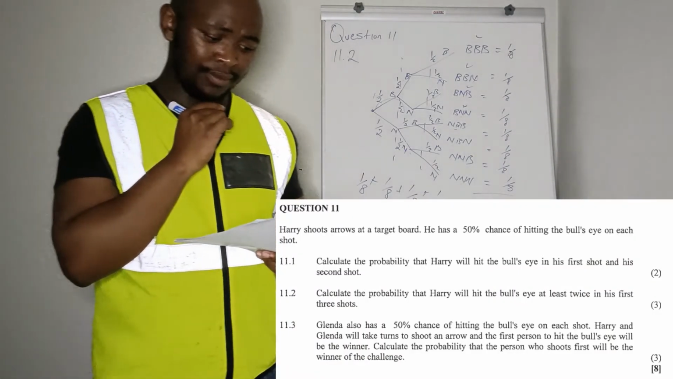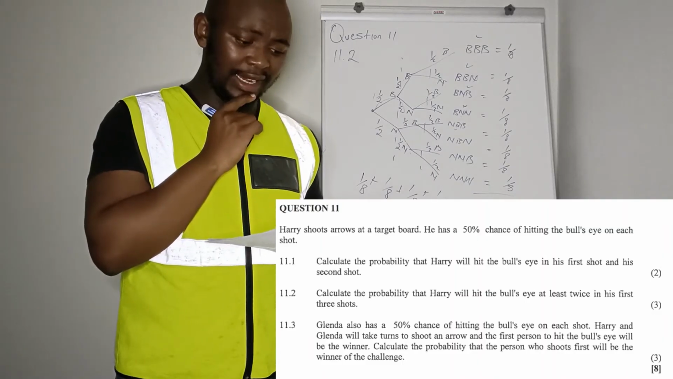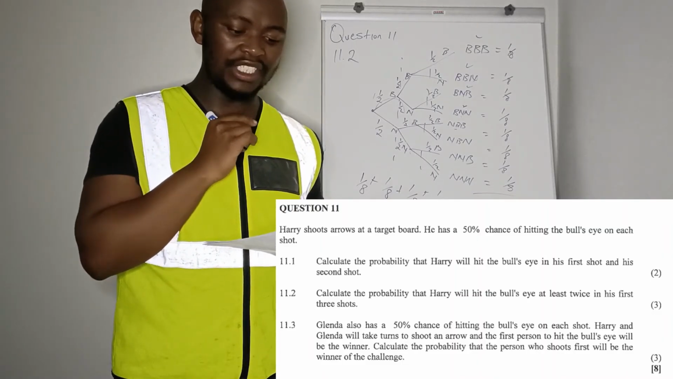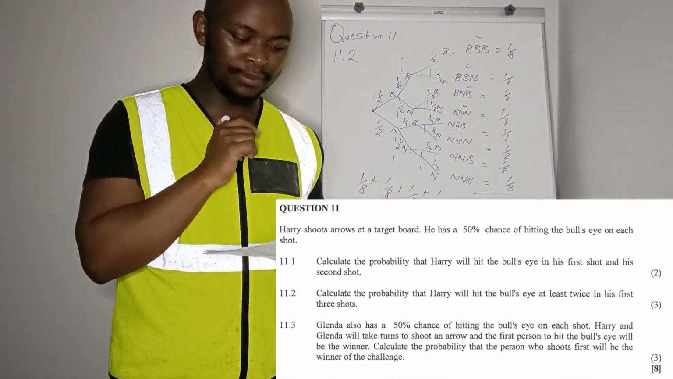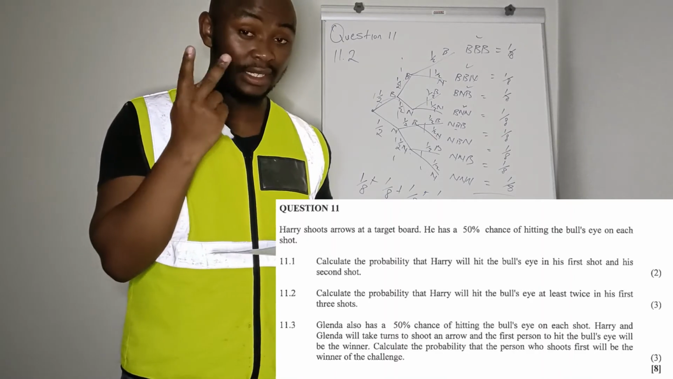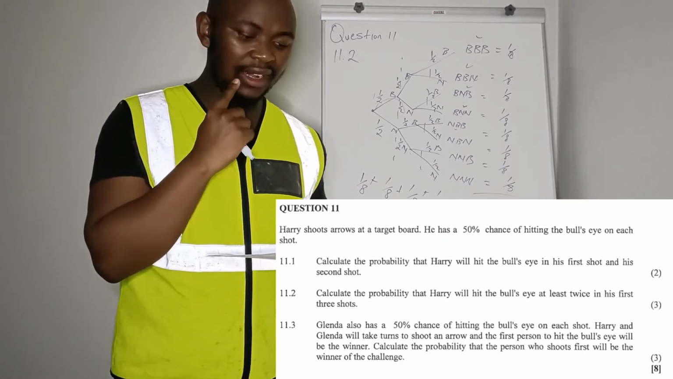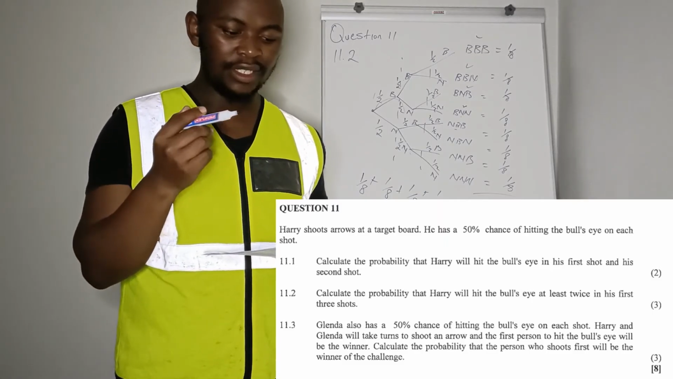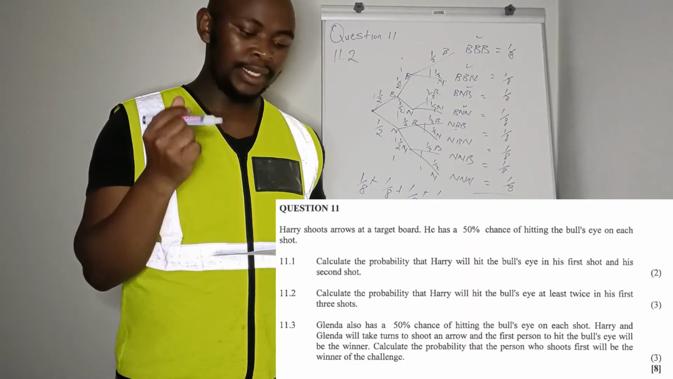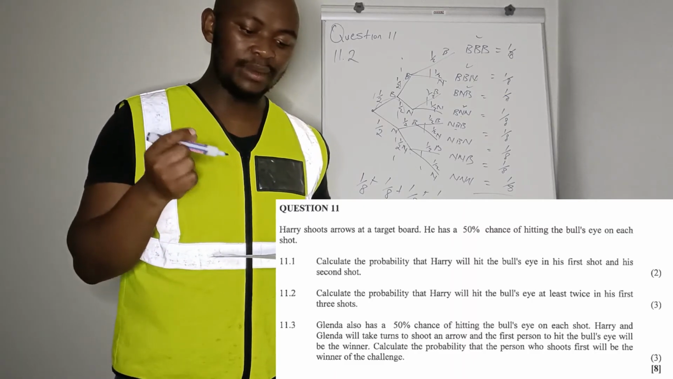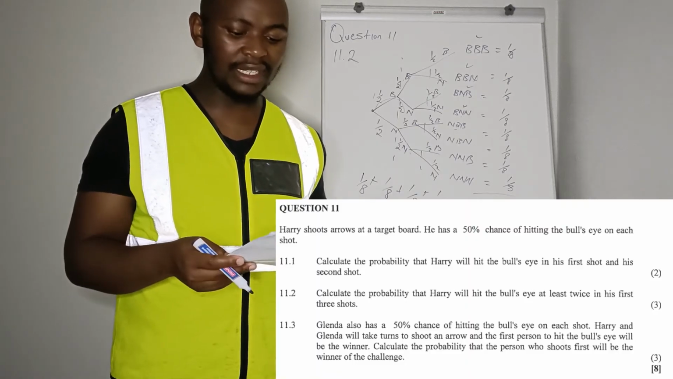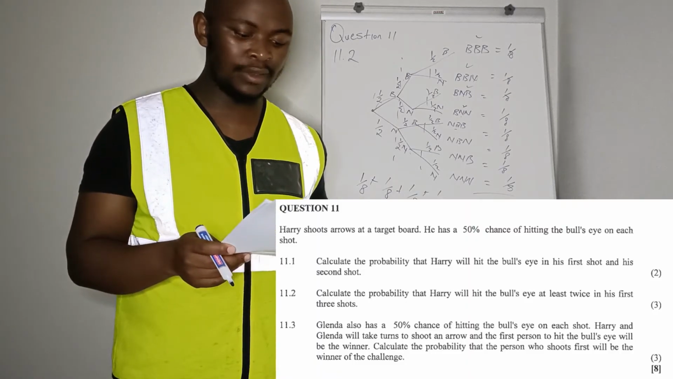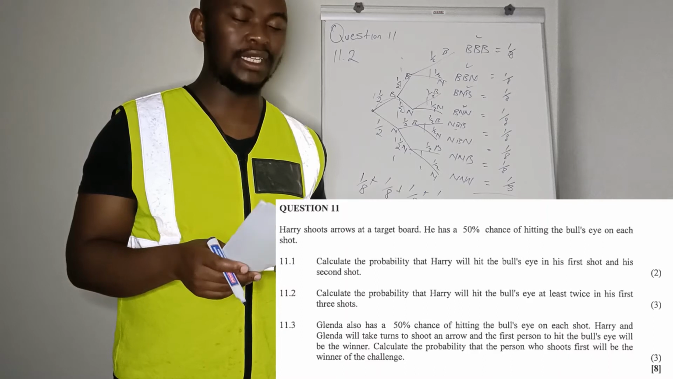11.3. Glenda also has a 50% chance of hitting the bull's eye on each shot. So there's a second person now. Harry and Glenda will take turns to shoot an arrow. The first person to hit the bull's eye will be the winner. Calculate the probability that the person who shoots first will be the winner of the challenge.